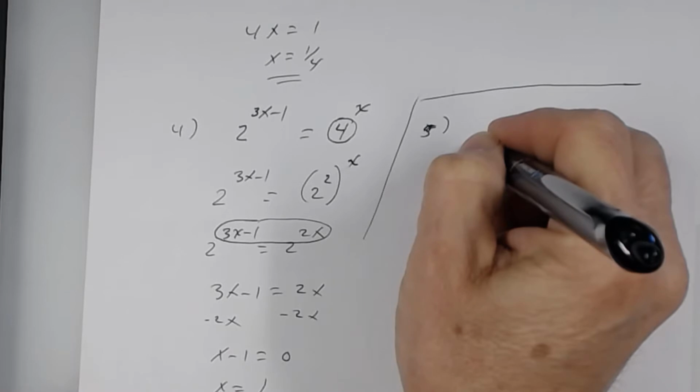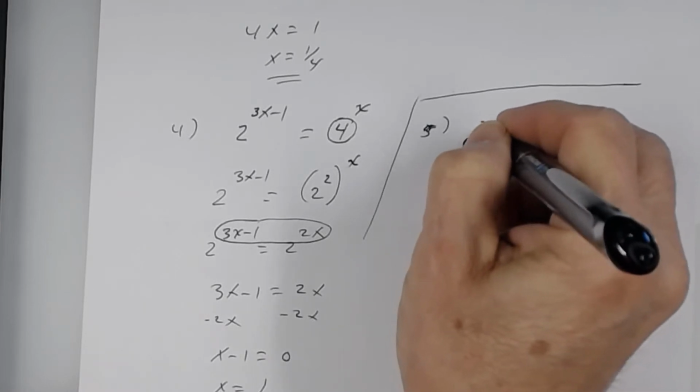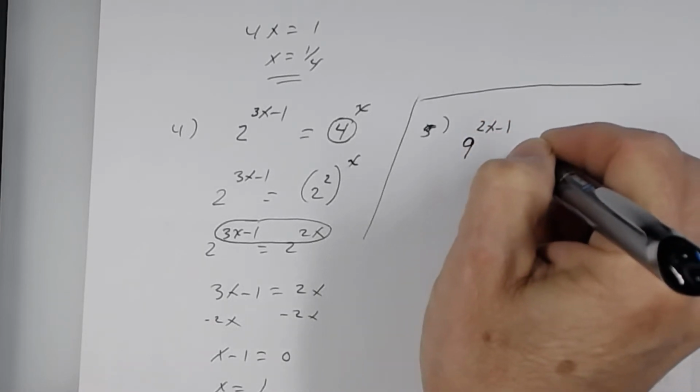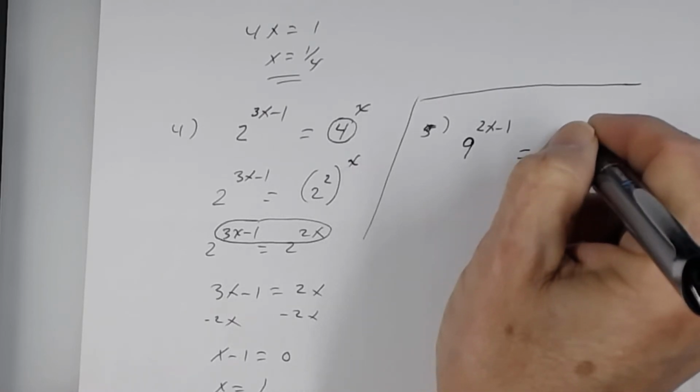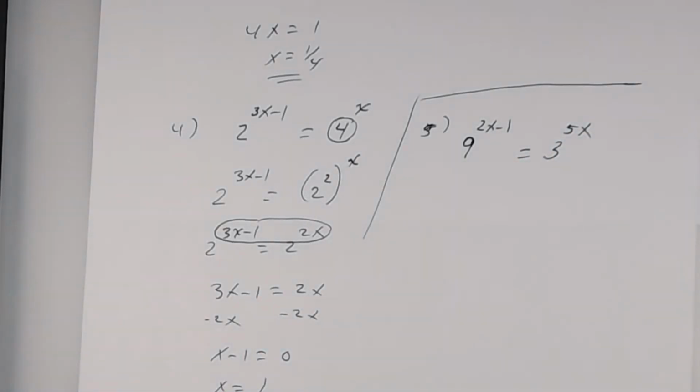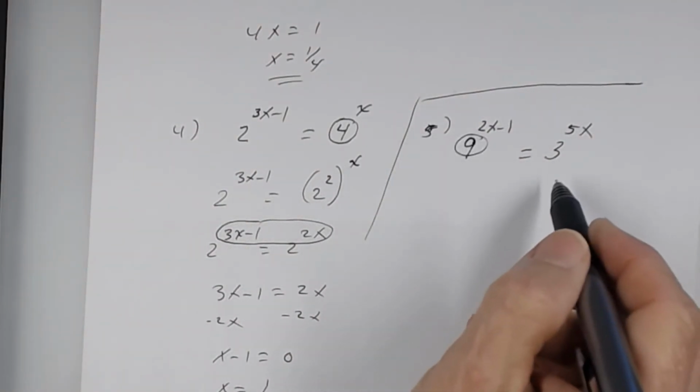9 to the 2x minus 1 equals 3 to the 5x. Are the bases the same? No, but can I? Yes. Do you have to rewrite both of them, or do you just need to rewrite one of them? Just one in this case. Which one? The 9 is what you have to rewrite. 9 is what? 3 squared.